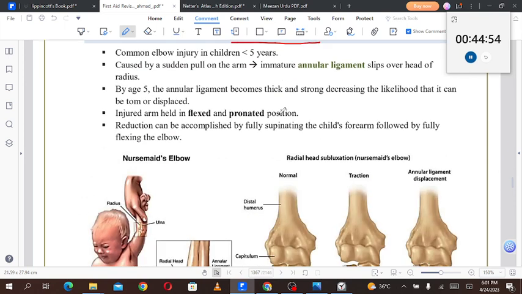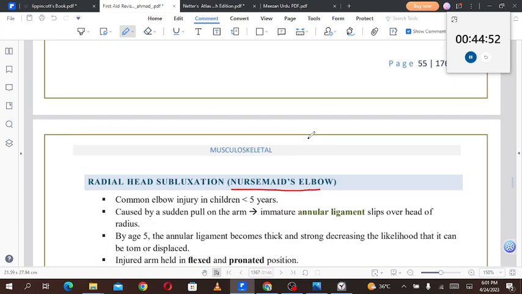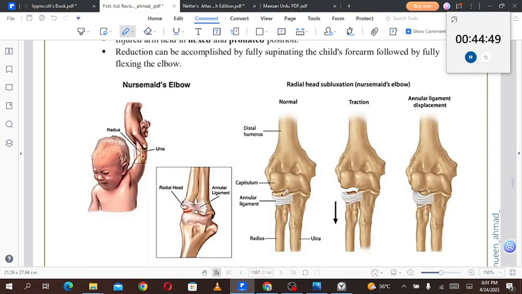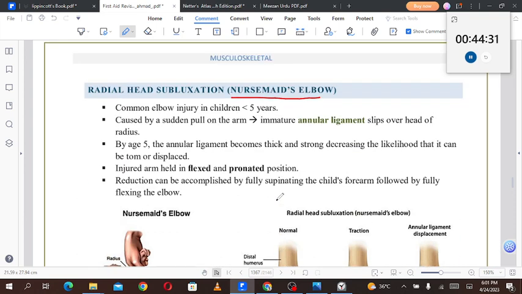Now we are in the upper limb. So the radial head subluxation. This means that the radius will come out of this annular ligament. That is subluxation. In this inverted picture, the humerus is above, and the radius and ulna are below. If the radius comes down from the annular ligament, the radius bone is coming out of the annular ligament. That is called radial head subluxation or nursemaid's elbow.